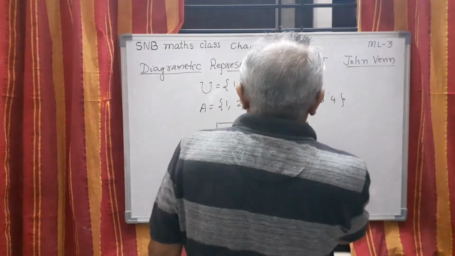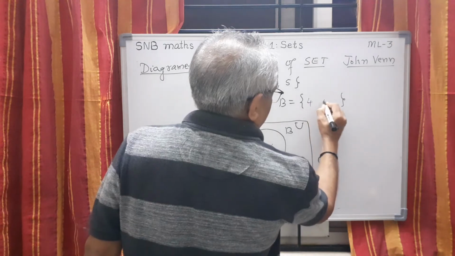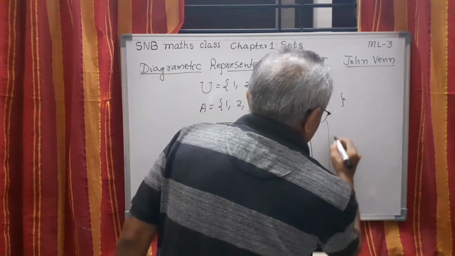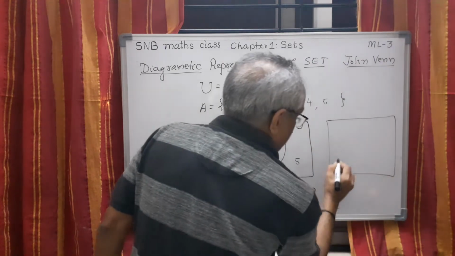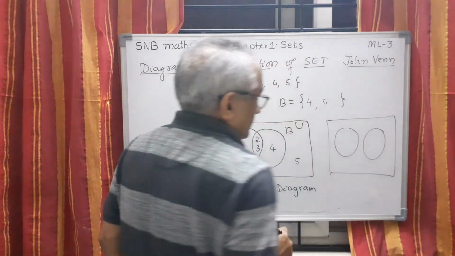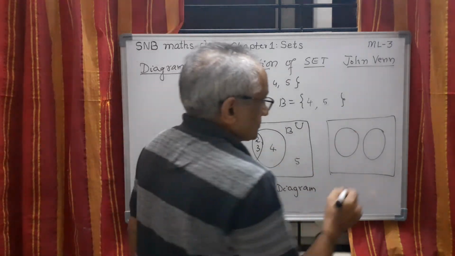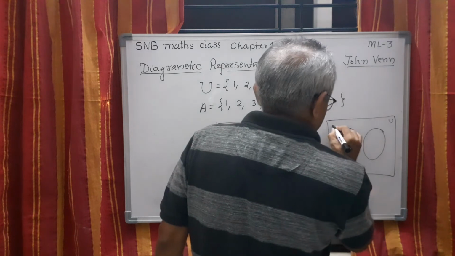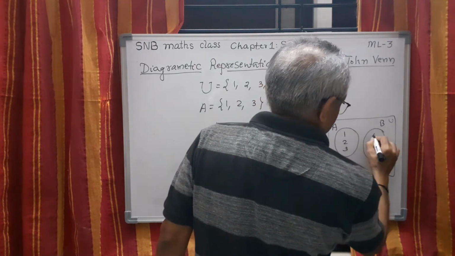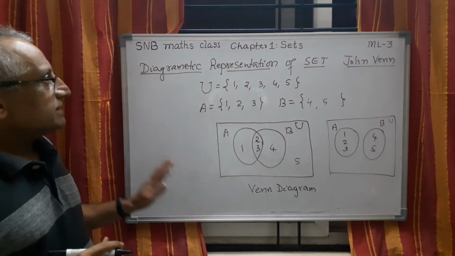Suppose instead of this, if I take say 4 and 5 here, 1 2 3 4 5, then what you have to do is represent A like this and B like this. Even if you write like this, it's okay, but you should not write any element there. So U, then here A and B, then 1 2 3 4 5. So this is the way we have to represent the sets.